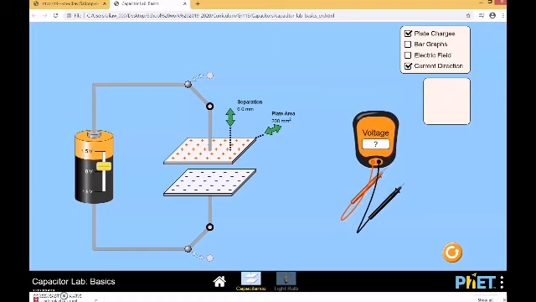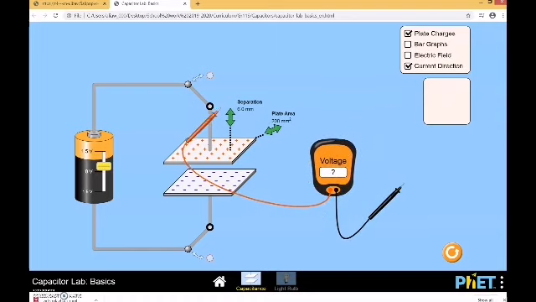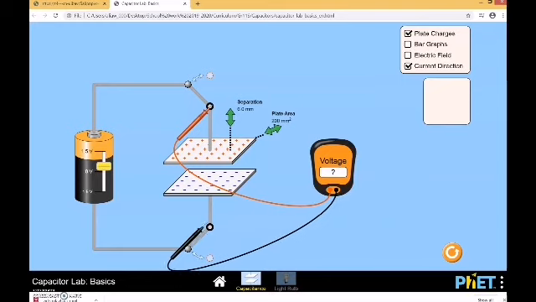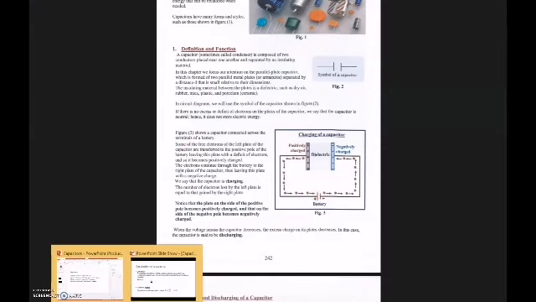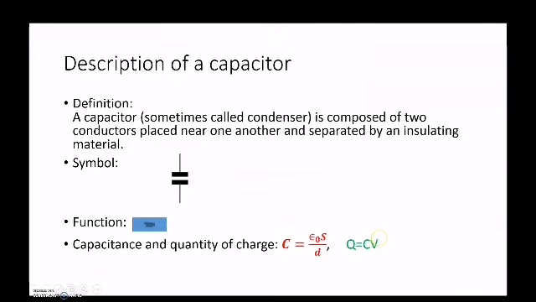Let's measure the potential difference across the terminals of this capacitor when we are charging it. Okay, let's move the voltage higher and higher. You can notice here that the voltage measured by the voltmeter is increasing too. You can notice also that as the quantity of charge increases, the voltage increases, and this is embedded in the equation Q equals CV.